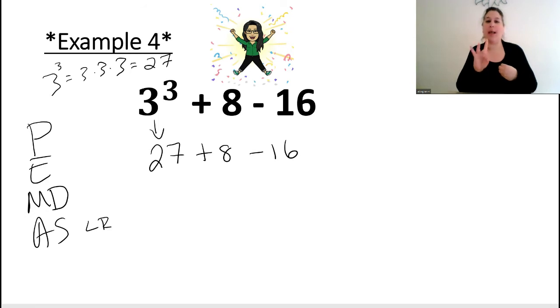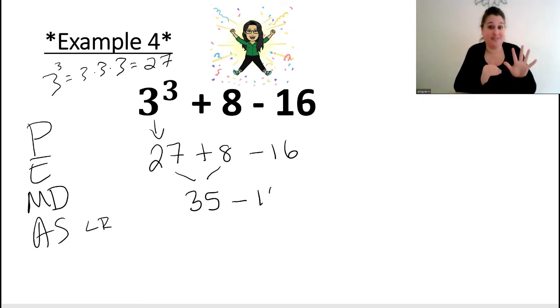Remember, we go left to right. So we should do this one first because that's left. This one will be to the right. So we got to do 27 plus 8. What is 27 plus 8? What does that get us? That makes 35. Okay, 35. Then bring everything else down.